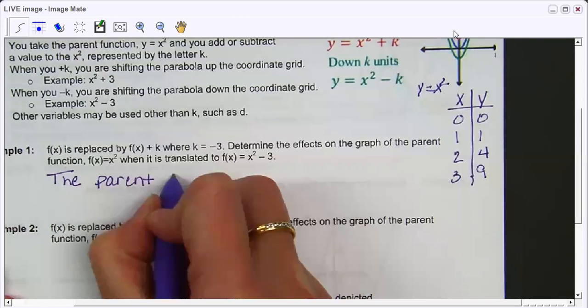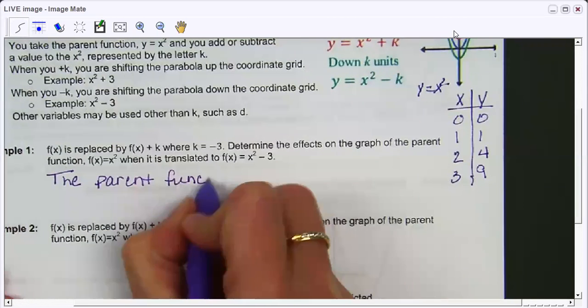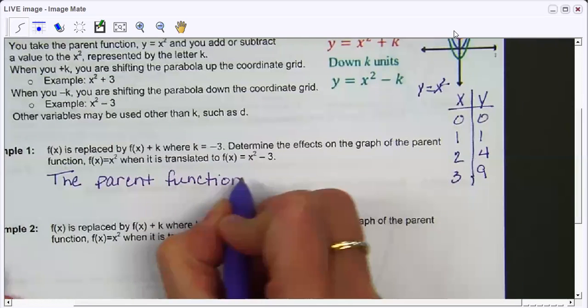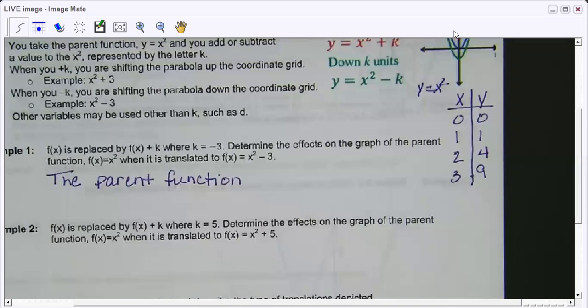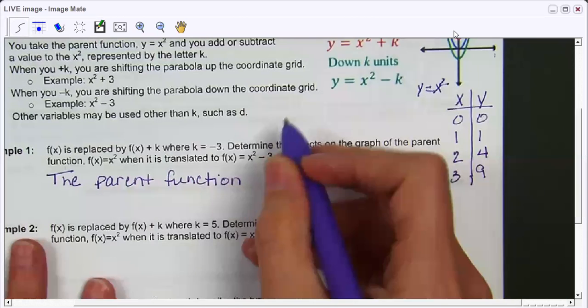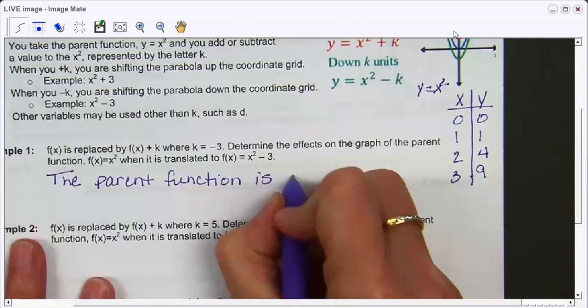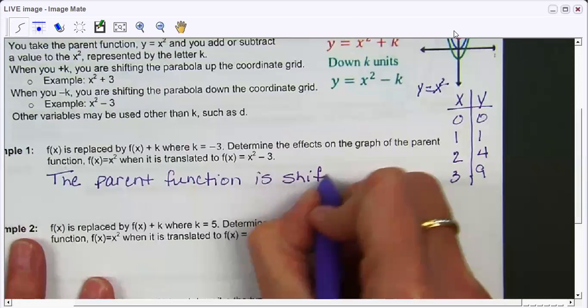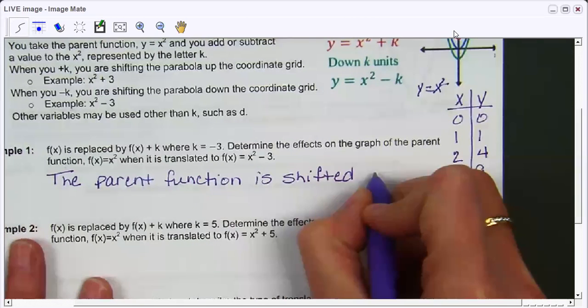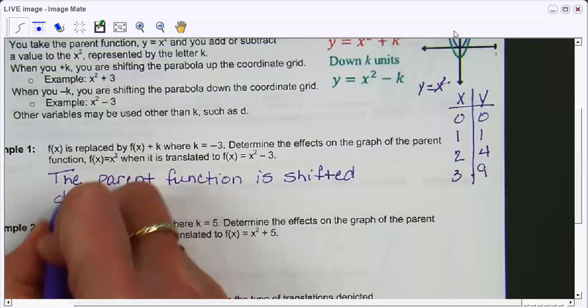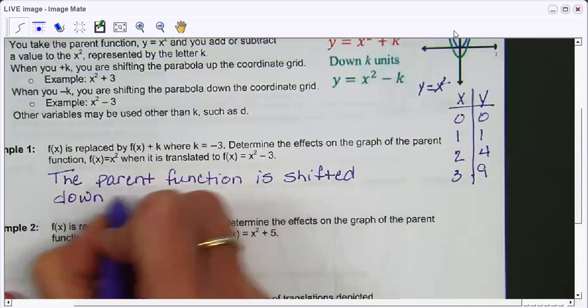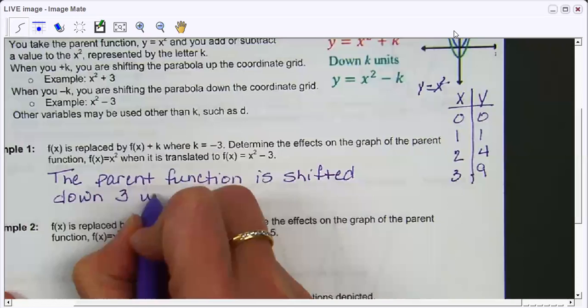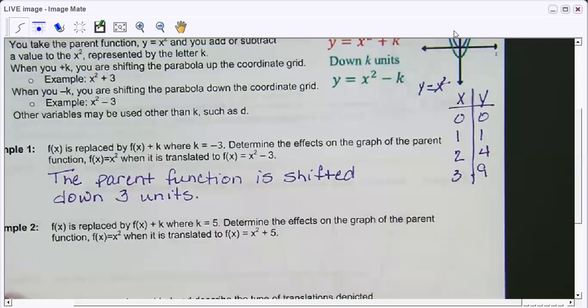Is this just describing the graph? Mhm. You're describing the graph based on an equation and not by actually graphing it. So this only works on the ones that are just x squared.